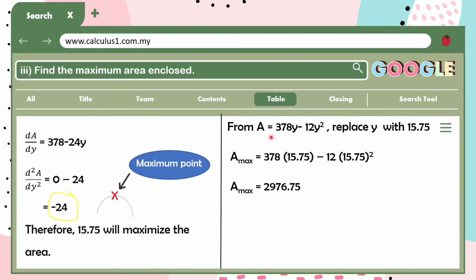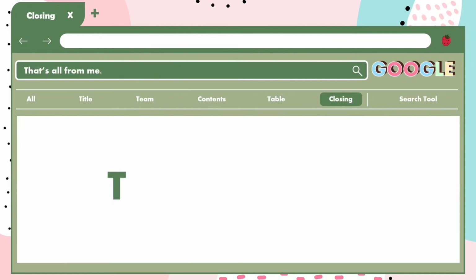From A equals 378y minus 12y squared, we replace y with the value of 15.75. We substitute variable y with 15.75 and then we solve the equation. We get the answer as 2976.75. I think that's all from me.